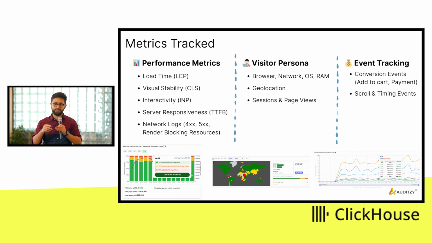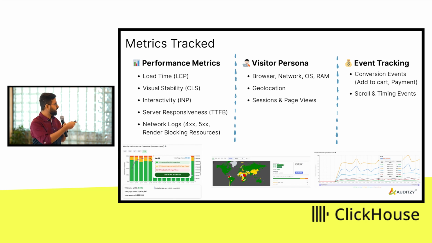Now these three metrics combine together to form the Core Web Vitals, which are also part of the search engine ranking signals. Those of you who work on the front end side of things must be aware of these. Apart from these three, we also track server responsiveness and time to first byte, and network logs to understand the 4xx and 5xx request logs.